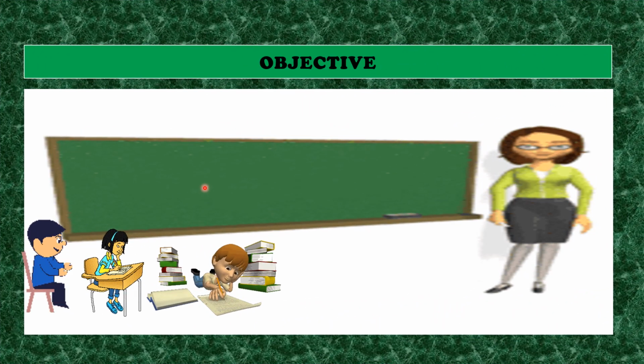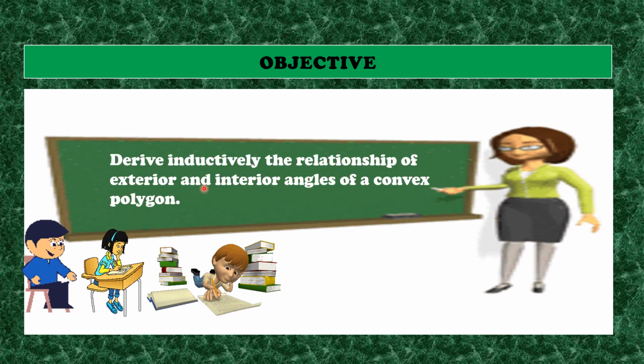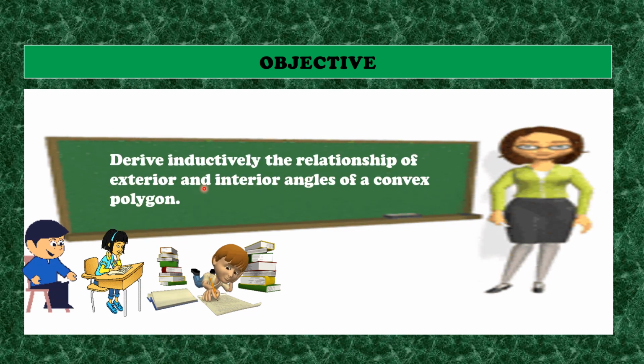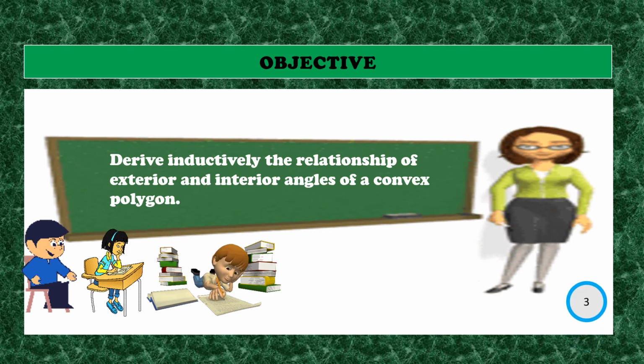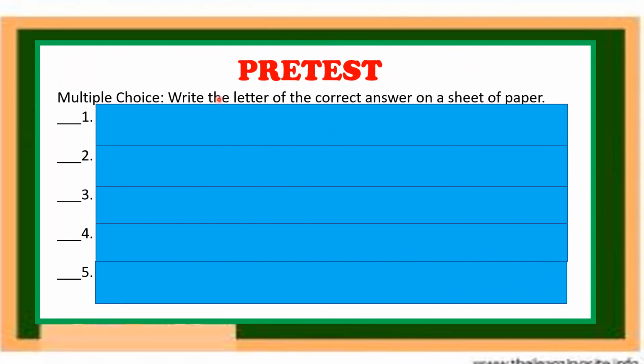Our objective: derive inductively the relationship of the exterior and interior angles of a convex polygon. So, we will have a pretest, multiple choice. Write the letter of the correct answer on a sheet of paper.